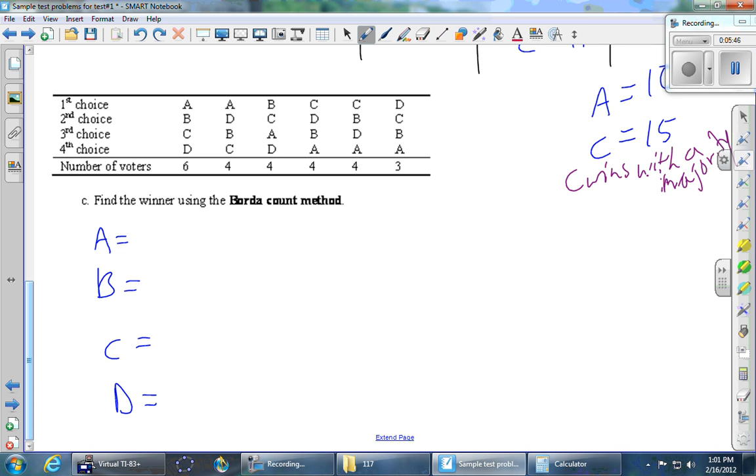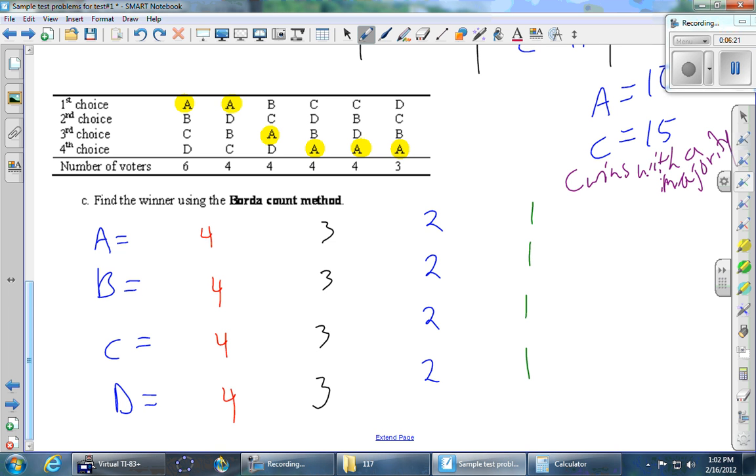So there are different ways you can organize your thoughts here. I'm going to go ahead and find all the places where A exists. Count all the points for A. And I'm going to acknowledge that first place votes, when you have 4 people, are worth 4 points. So first place votes for everybody is 4. Second place votes for everybody is 3. Third place votes are worth 2. And last place votes, no matter how many candidates you have, are always worth 1.